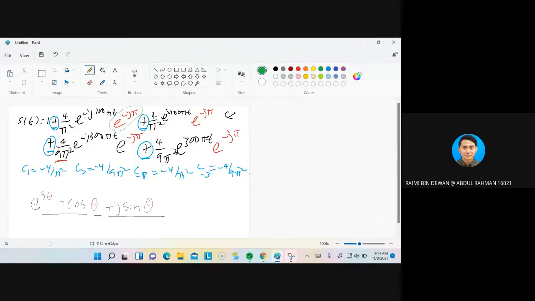You can see here is negative j pi. I just reverse engineered it, but you guys need to discover it yourself. You need to discover e to the j pi equals cos pi plus j sin pi. So what is cos pi? Equals to what? Anyone? Cos pi is what? Go to the calculator. Cos 180 is what?